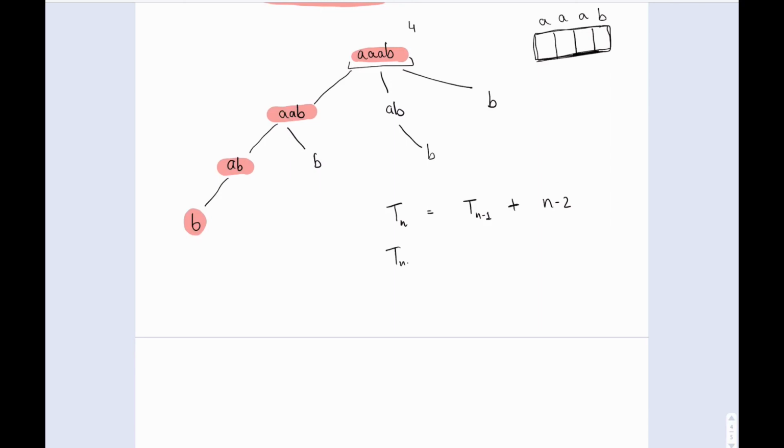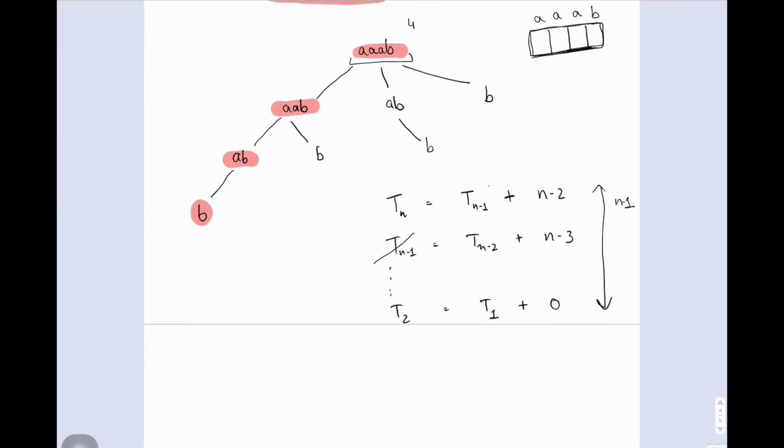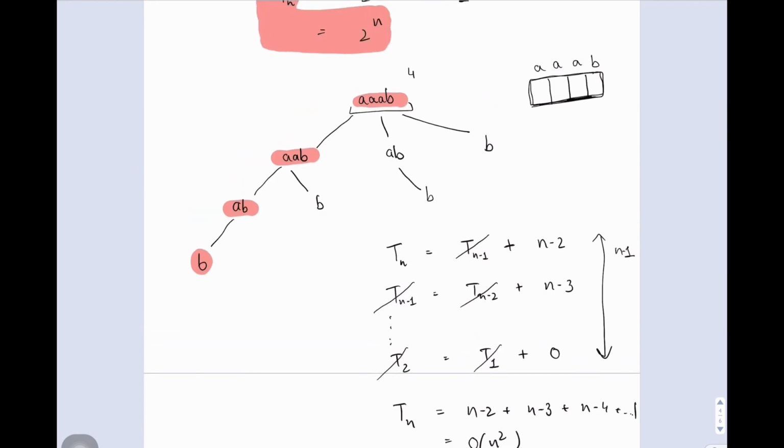So for T of n minus 1, it will be T of n minus 2 plus n minus 3, and so on. T of 2 will be T of 1 plus whatever is the value minus 2, so that should be 0. So how many values have we got till now? These are actually n minus 1 values. So directly subtract these. So what we get is T of n is n minus 2 plus n minus 3 plus n minus 4 till 1, which is of the order n square. So this is how we prove that for our memoization, the time complexity is of the order of n square.